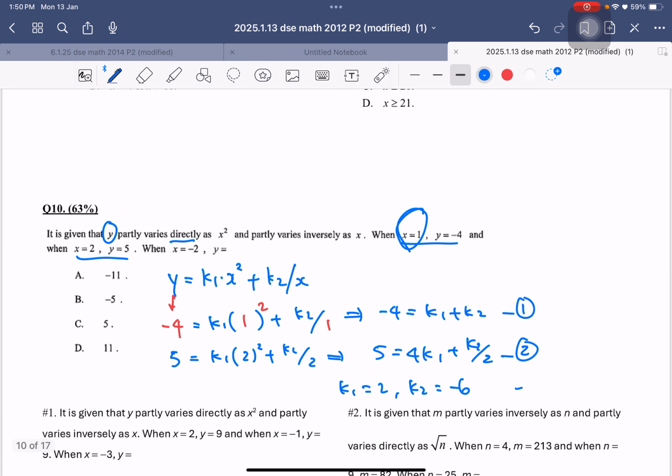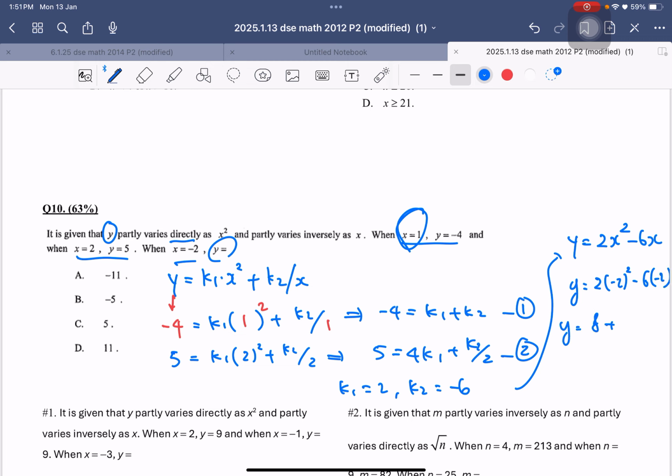So I write it here, okay? So y is equal to 2x squared minus 6x. Then we want to find out y when x is equal to negative 2. So we just replace x by negative 2. So y is equal to 2 times negative 2 squared minus 6 times negative 2. Solve the equation, we have 8 plus 12. So that y is equal to, did I get it wrong? It's 20.